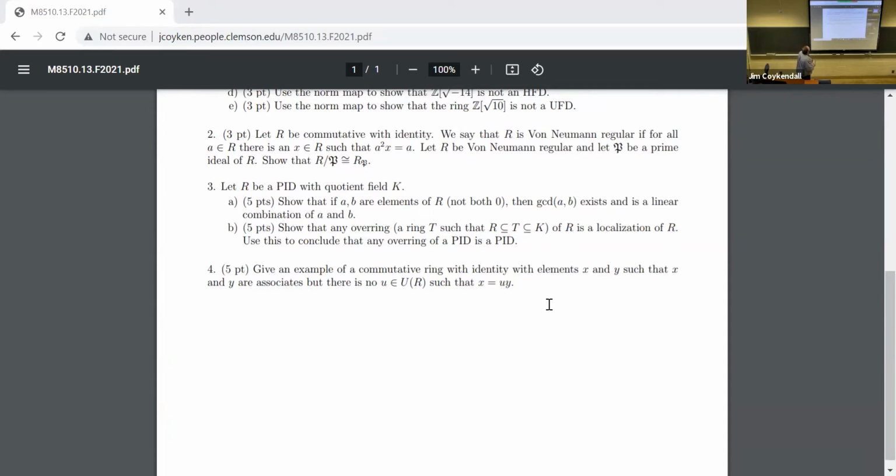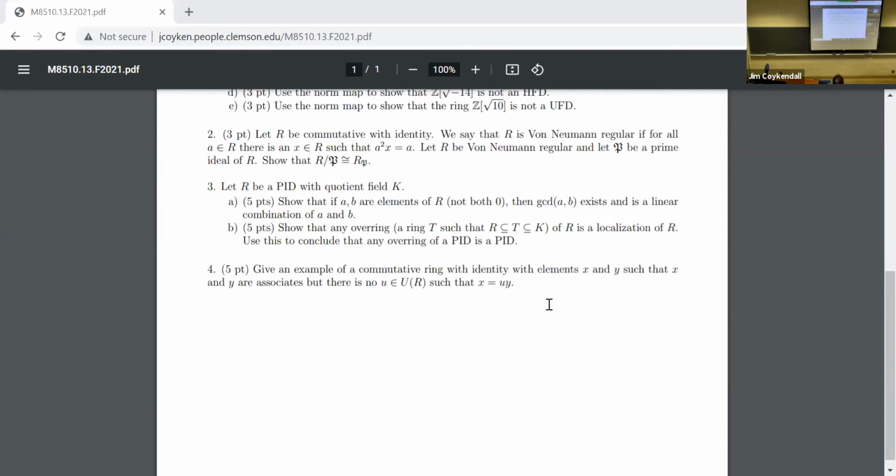Number 3: let R be a principal ideal domain. Show that if you have two elements a and b, not both 0, then the greatest common divisor exists and is a linear combination of a and b. This is an important property of the integers, that any two elements have a greatest common divisor, and that greatest common divisor is a linear combination of the two elements in question.